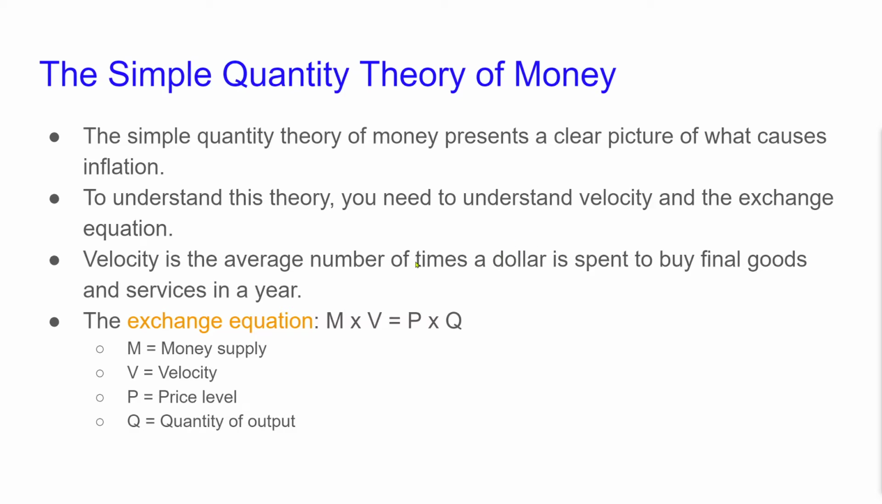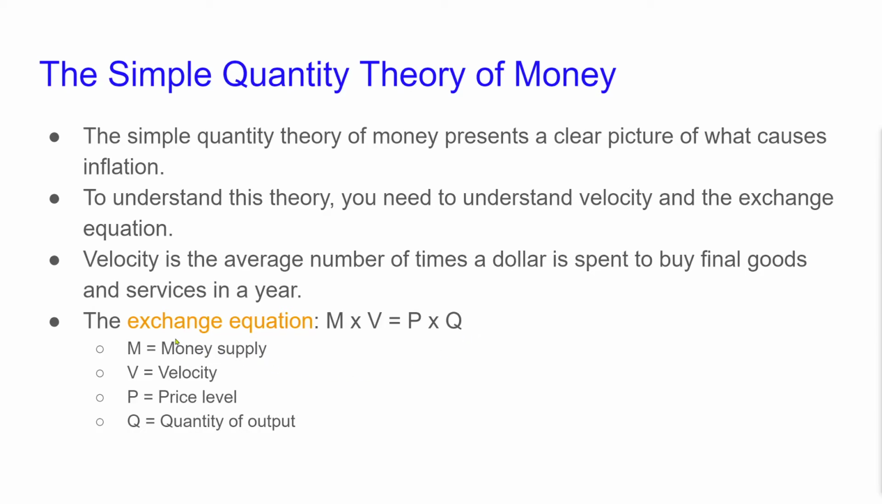So there's this thing that economists use. It's called the simple quantity theory of money. It presents a clear picture of what causes inflation, because something has to cause it. To understand this theory, you need to understand velocity and the exchange equation. Velocity in economics is the average number of times that a dollar is spent to buy final goods and services in a single year. The exchange equation is M times V equals P times Q.